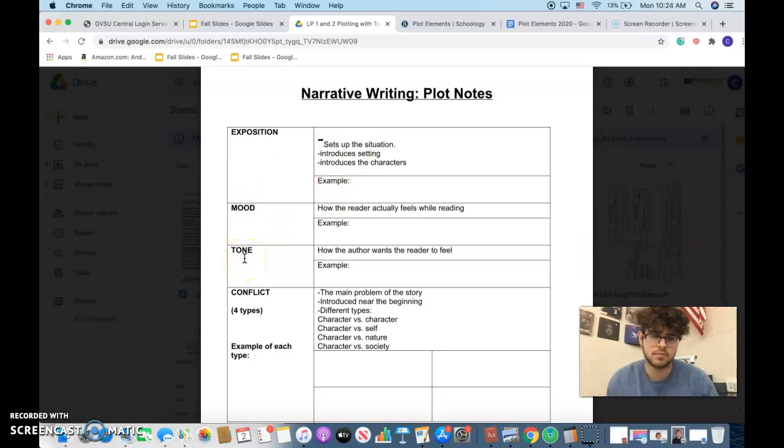Then we have mood and tone. Mood is how the reader actually feels while reading, and tone is how the author wants the reader to feel. Sometimes these things can be the same exact thing, and sometimes the author wants something and the mood is different for the people that are actually experiencing the content that they created. So take a minute, pause, and fill out those definitions as well.